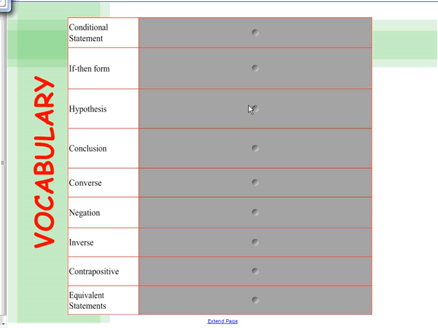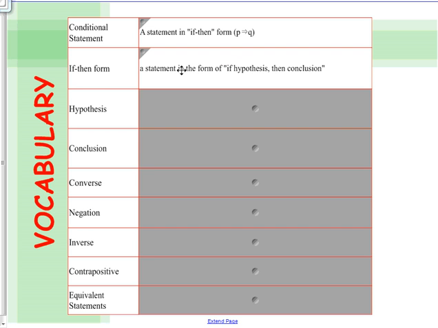Okay, so we have a conditional statement. Well, a conditional statement is a statement that is in if-then form. If the angle is 90 degrees, then it is a right angle. All right, if-then form is a statement in the form of if hypothesis, then conclusion. Just like the one I said. I hypothesize that my angle is 90 degrees, so my conclusion is that it is a right angle.